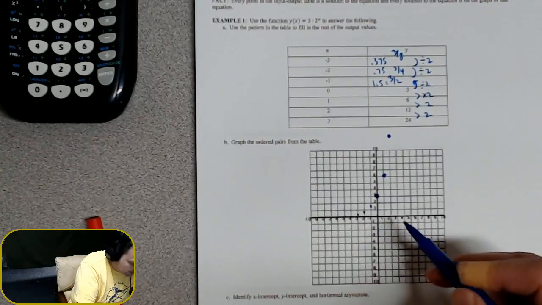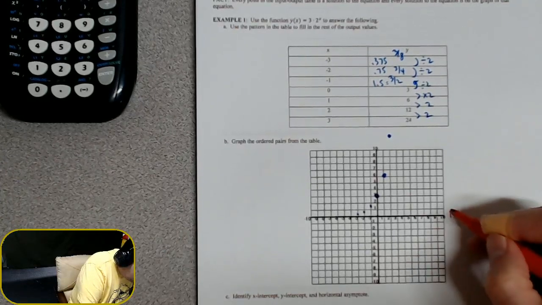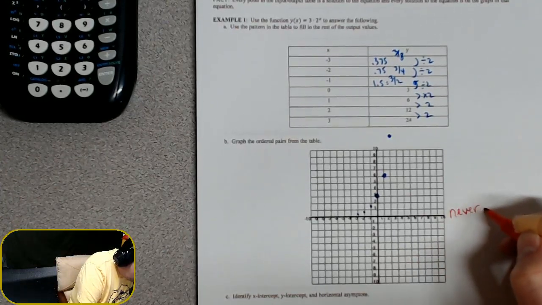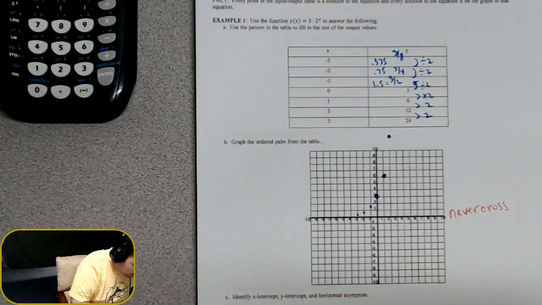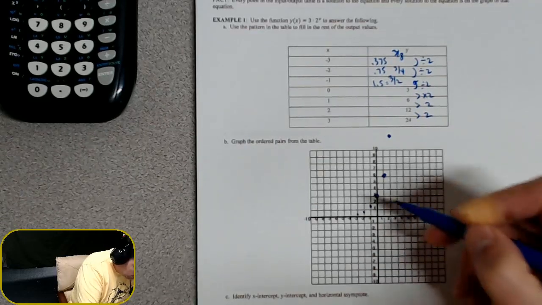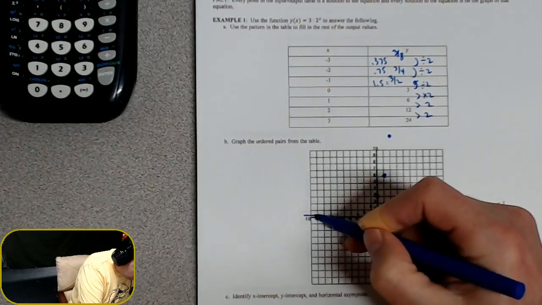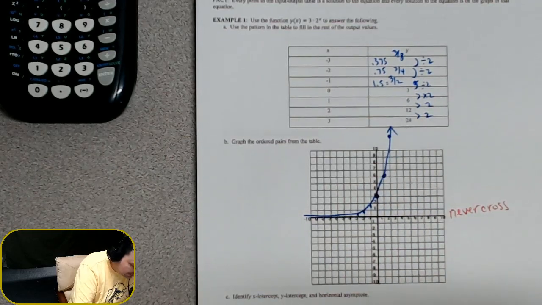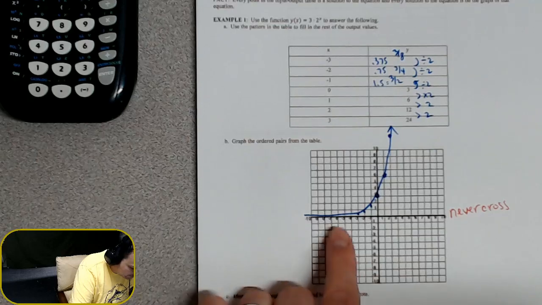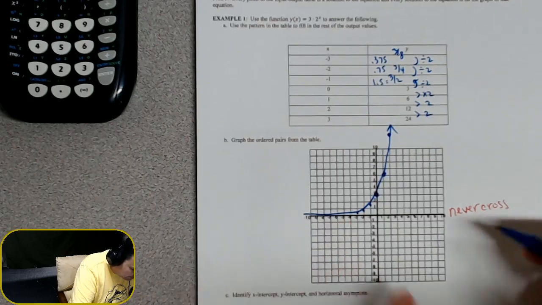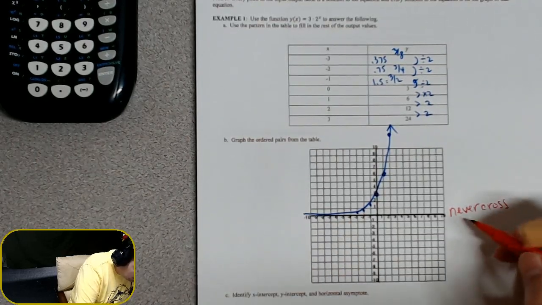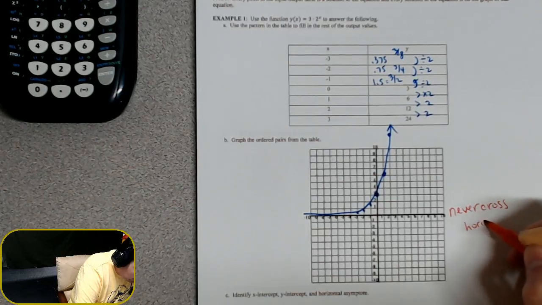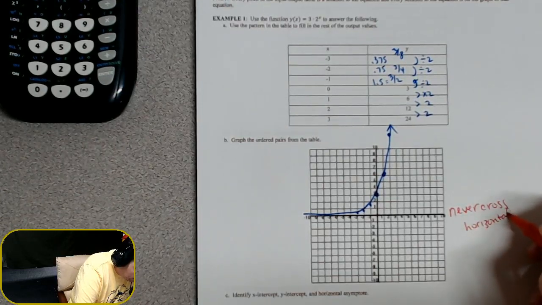Okay, be careful here. You never, ever, ever cross. When you're just drawing a regular old exponential, you never cross. You go here, and you come up, and then you shoot up like that. That's what an exponential graph looks like. So never cross the x-axis, because that x-axis is called a horizontal asymptote.